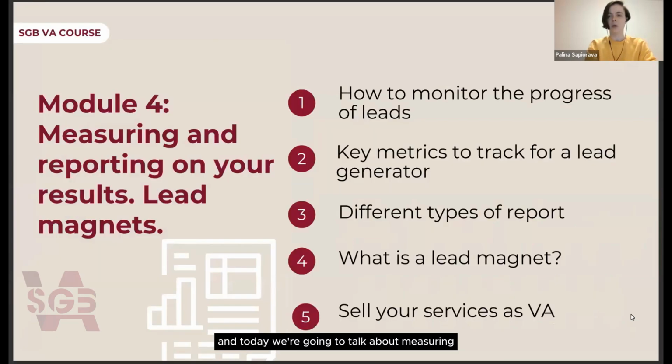And today we're going to talk about measuring and reporting on your results. So let's take a look at today's questions. First of all, we will talk about how to monitor the progress. Then I will tell you more about key metrics that are used to track your results and progress. We will talk about different types of reports and what a lead magnet is and why lead generators use it.